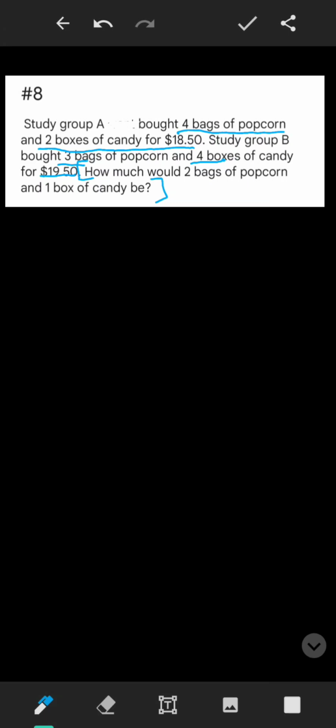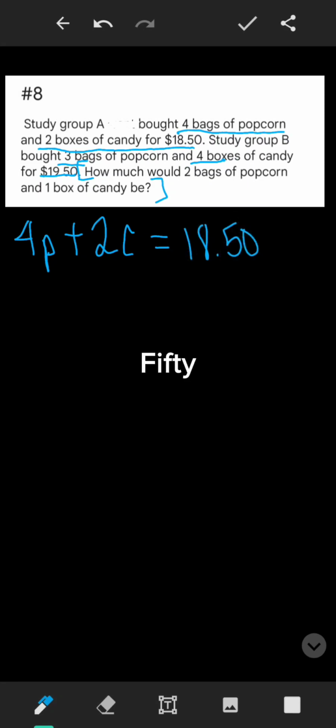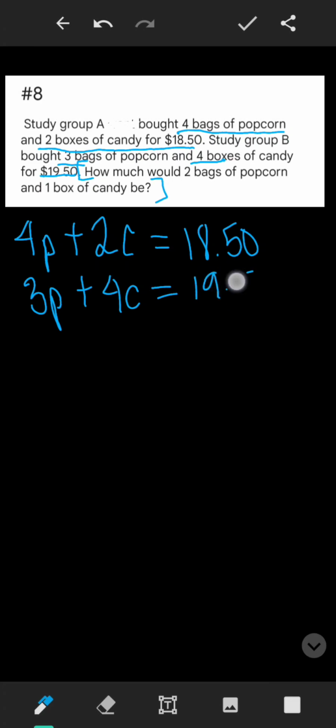So let's go ahead and write down this information. I have 4 bags of popcorn plus, because it says and, 2 boxes of candy, all that combined equal $18.50. The next set is 3 bags of popcorn plus 4 boxes of candy, and that came to $19.50. And then we'll deal with the question at the very end, because right now we've got to deal with this.